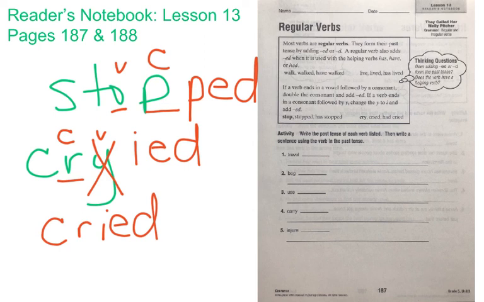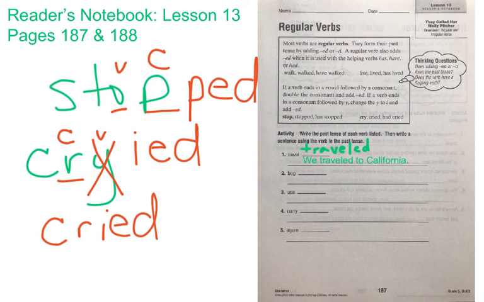In our activity, it says, write the past tense of each verb, then write a sentence using the verb in past tense. We have the word travel, and so the past tense of travel is traveled. T-R-A-V-E-L-E-D, traveled. And now you have to use the word traveled in a sentence. We traveled to California.